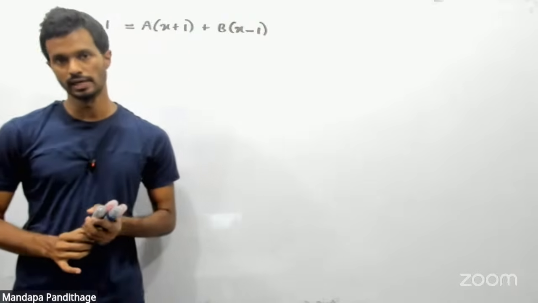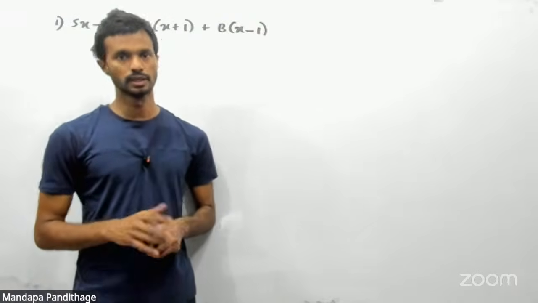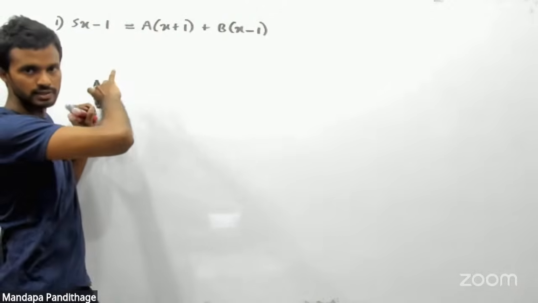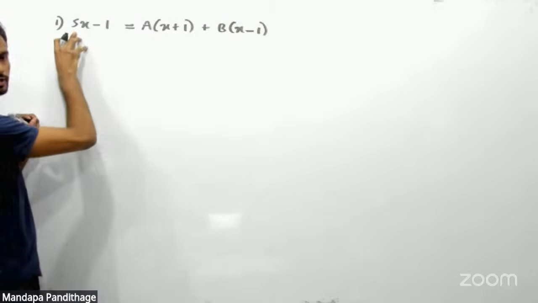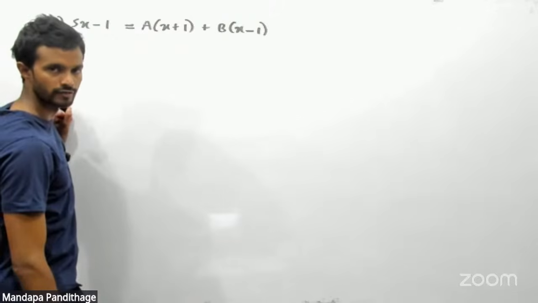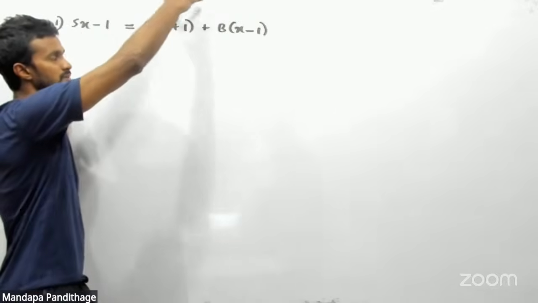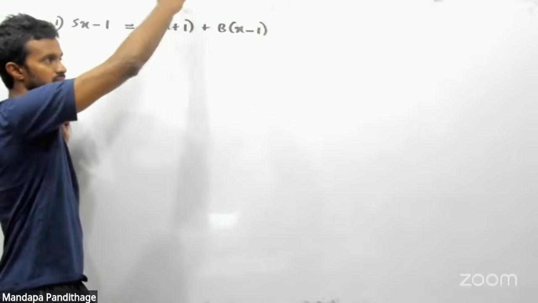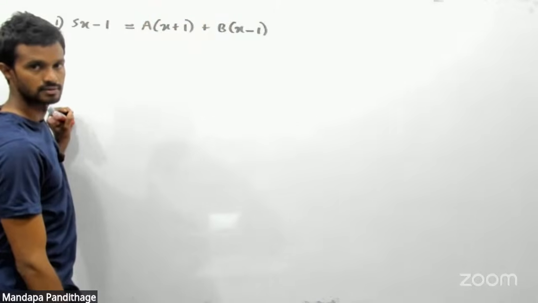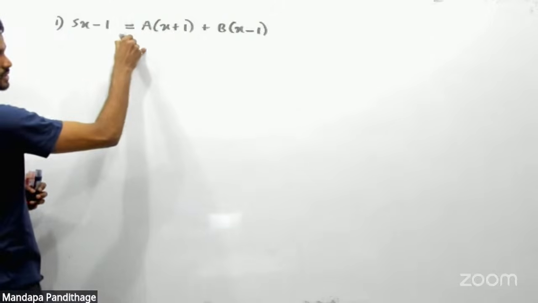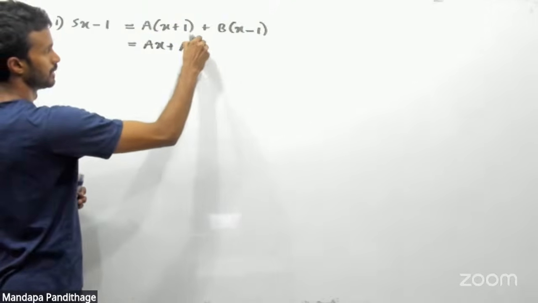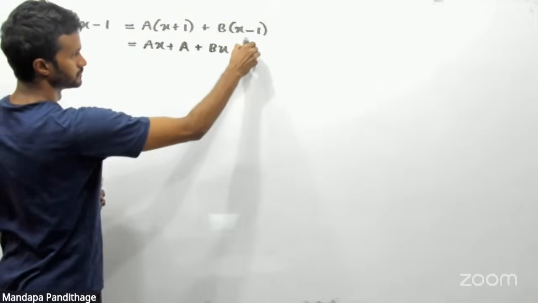The first method is known as comparing coefficients. I'm going to compare the coefficients, but here you can see the coefficient of x is 5. Here you can't properly see the coefficient of x because x appears in two places. So first you need to rearrange this: ax plus a plus bx minus b.